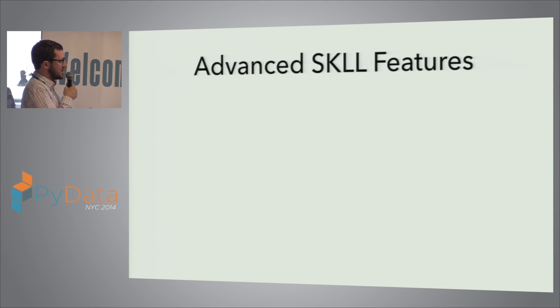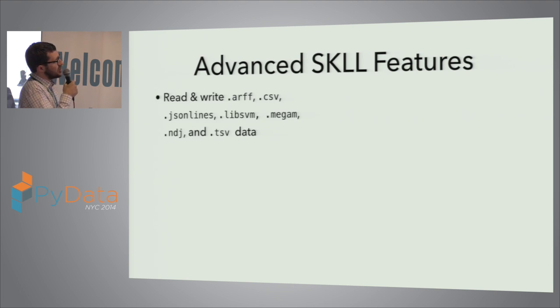So just to discuss some of the cooler things we have that aren't just config files. We can read and write ARFF, CSV, JSON lines, libsvm, megam. NDJ is just another extension for JSON lines. It's just newline delimited JSON, and TSV data. One of the nice things about that is that if you want to run the experiments with SKLL and then check out how Weka can perform on the same data set, you can have an ARFF file that can be read by Weka and by SKLL. Or if you want to use libsvm directly or megam directly, any of the files will work with both.